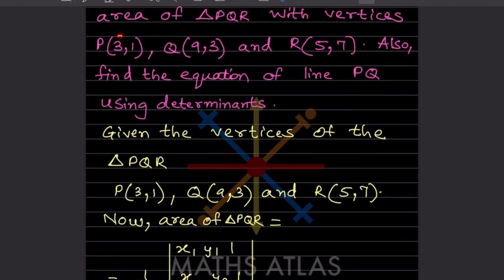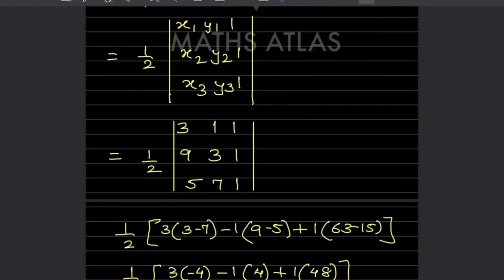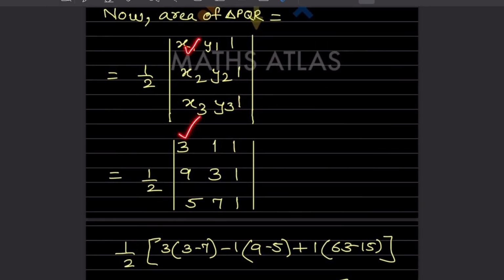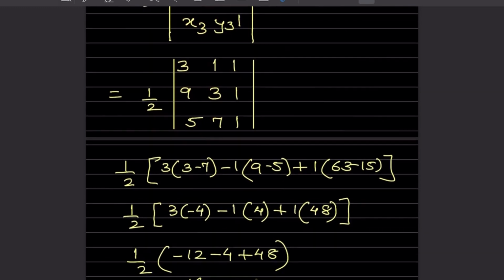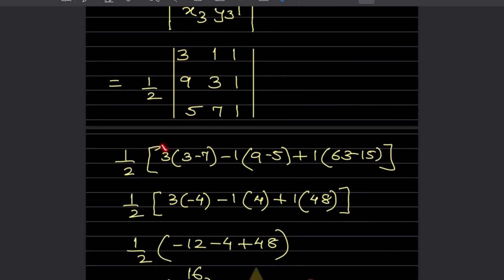You know what x1 is, as I showed you over here. So just put the values: in place of x1, 3; x2 is 9; x3 is 5. Now what are we going to do? This will take 3, so 3 minus 7. Then you take minus 1 along with this. This is going to be 9 minus 5, this plus 1 over here. And this is going to be 7 9s are 63 minus 15.